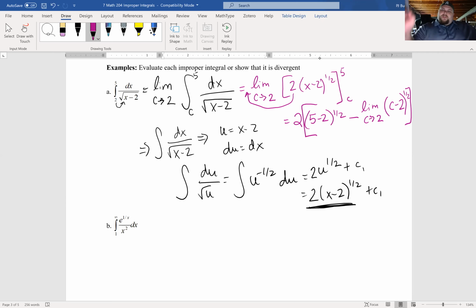So what happens to the square root function as c approaches 2? It gets closer to 0. It's going to go to 0, right? So this whole thing just becomes 0. And we are left with 2 times the square root of 3.